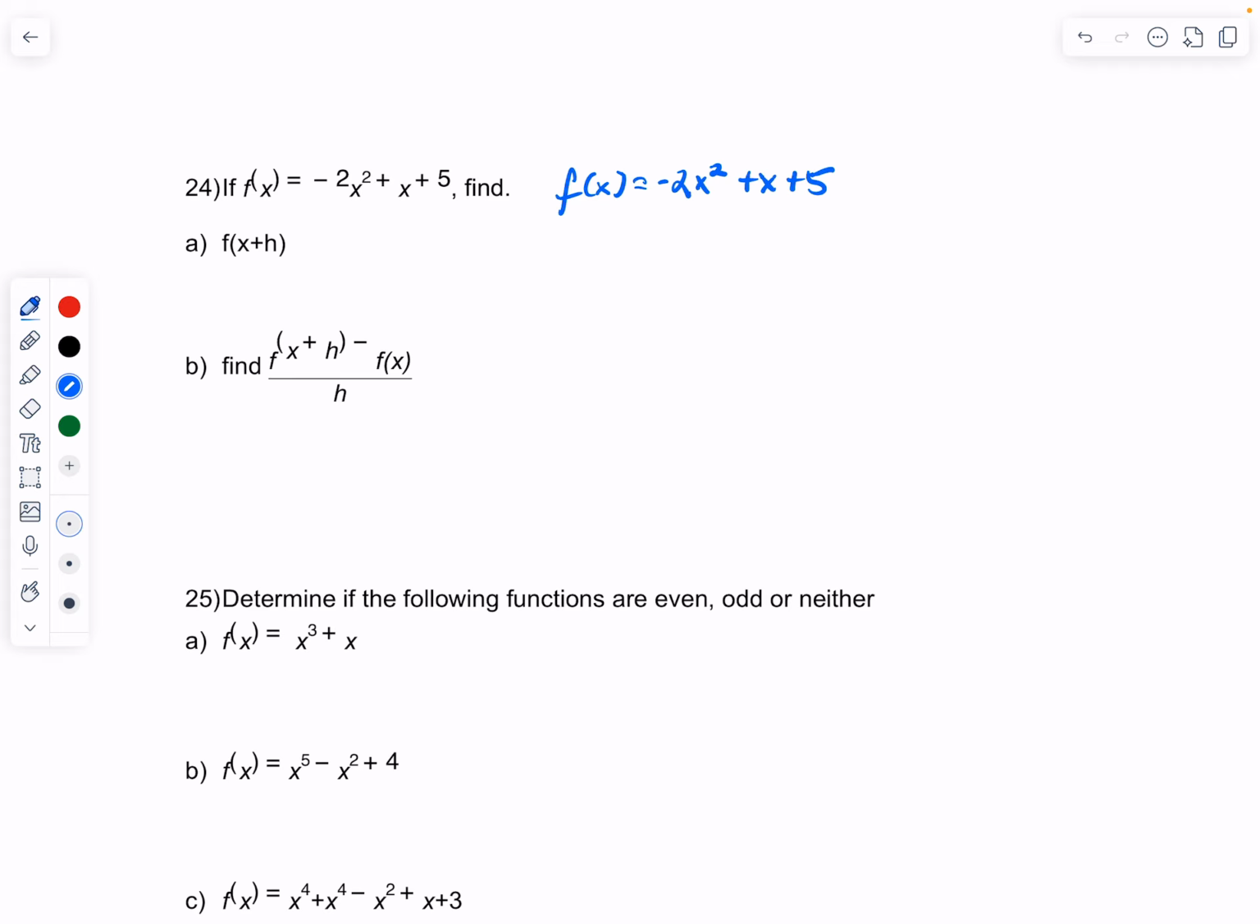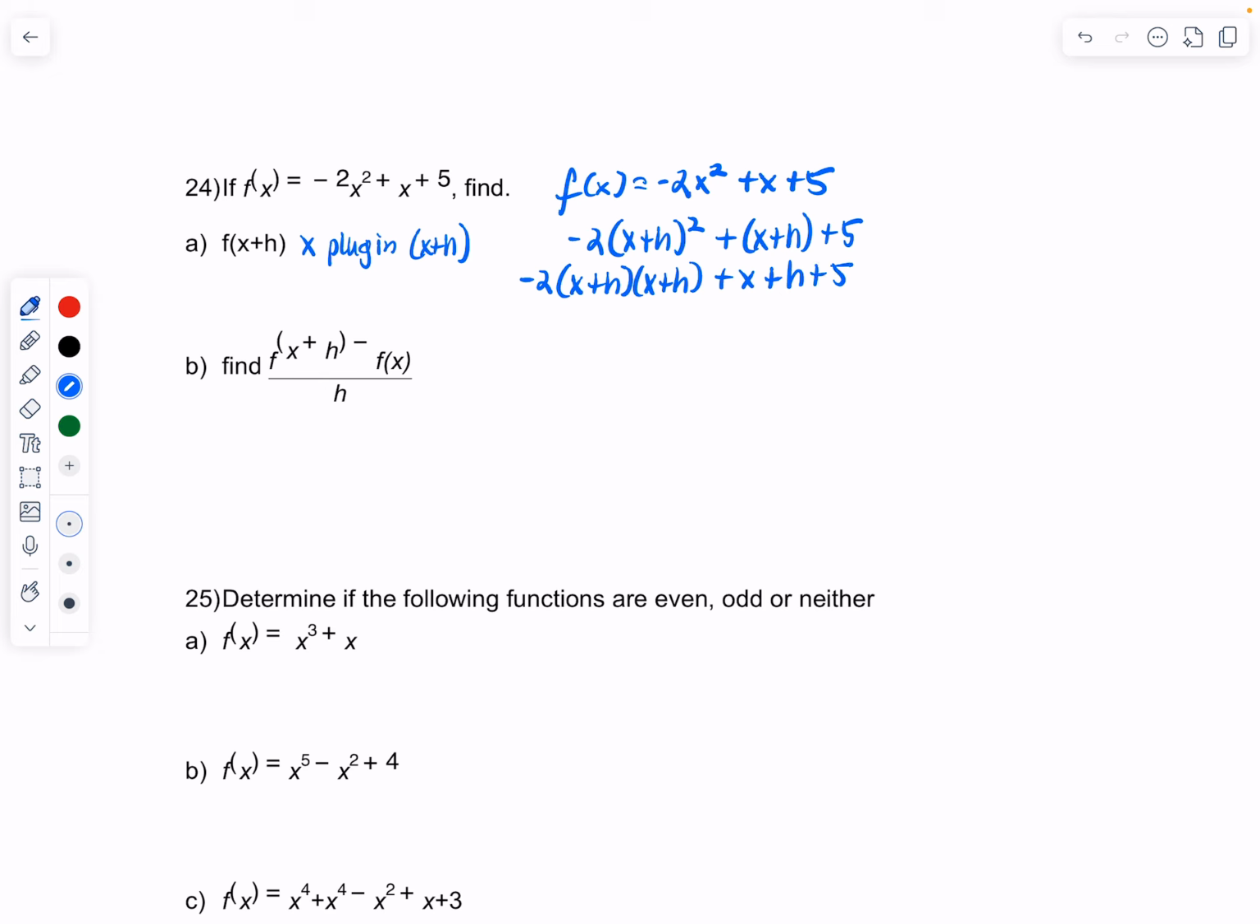So the first step is to find f of x plus h. Wherever I see x, I'm going to plug in x plus h into the original equation. So it's like this: negative 2, instead of just x, I put x plus h, quantity squared, plus, wherever I see x, I plug in x plus h, and then plus 5. Now again, this is a binomial, x plus h times x plus h. When you have a binomial squared, remember you have to multiply the two together, plus x plus h plus 5.